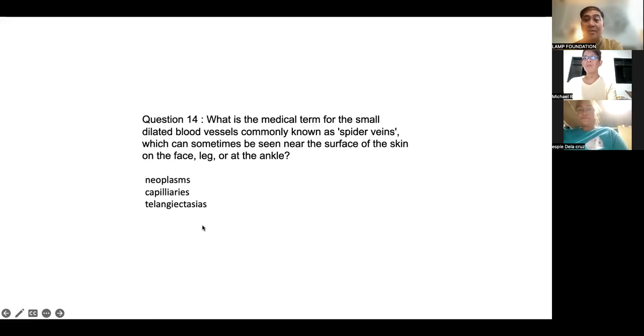Good. What is the medical term for the small dilated blood vessels commonly known as spider veins, which can sometimes be seen near the surface of the skin on the face, leg, or at the ankle? Telangiectasias. Wait lang, ganito ha. Telangiectasias. Okay? Telangi means blood. Angi.